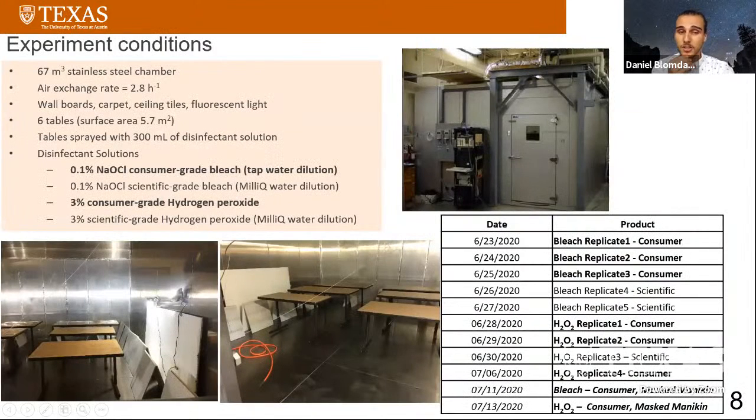So for the experiment conditions, we used an environmental chamber, a stainless steel chamber up at the Pickle Research Campus, and we had a relatively high air exchange rate for an indoor space. We put 6 tables inside and then sprayed those tables with 300 milliliters of the disinfection solution, both consumer grade and scientific grade bleach and hydrogen peroxide.